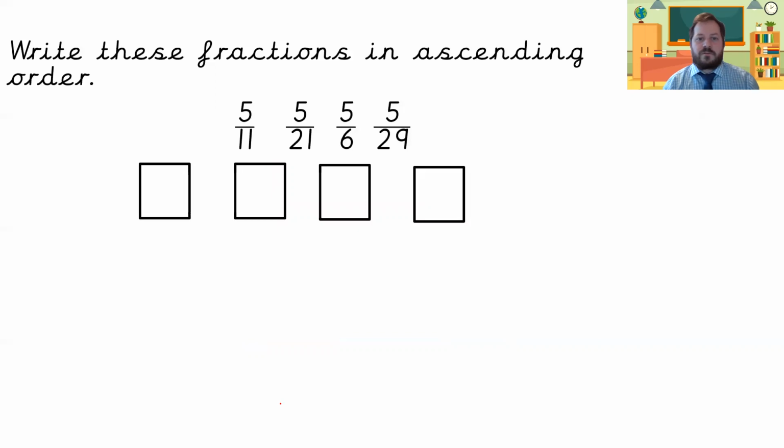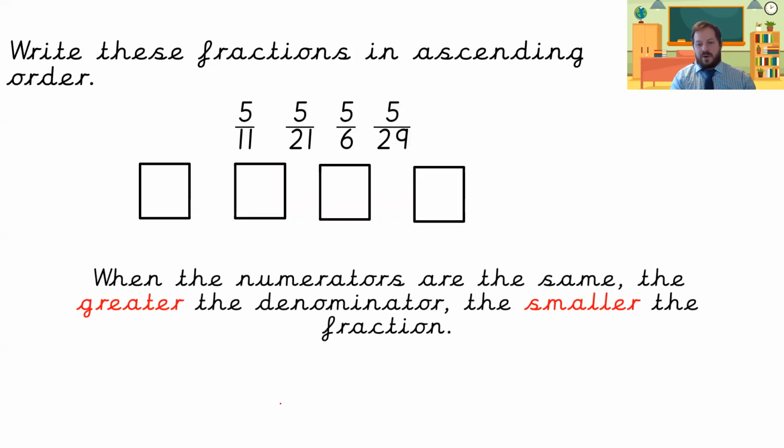So write these fractions in order, in ascending order. The thing we need to remember is that if the numerators are the same, which they all are, the greater the denominator, so the bigger the number on the bottom, the smaller the fraction. Okay, so we can then just look at our denominators. And what it says is the bigger the denominator, the smaller the number. So the biggest denominator goes in the smallest one.